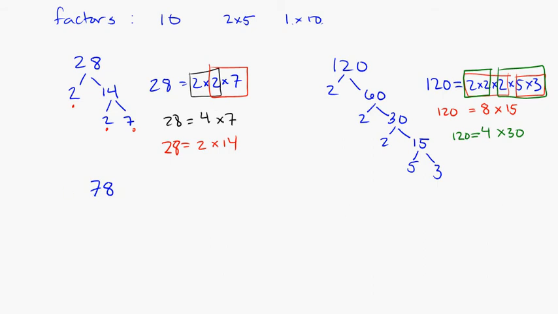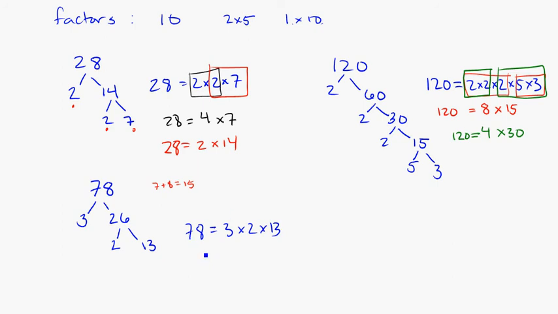Just to go through that trick, I might notice that 7 plus 8 is equal to 15, and I know that 15 is divisible by 3, so I know that 78 will be divisible by 3. So let's try that one first. If I divide 78 by 3, I'm going to get 26. And 26, maybe now I'll divide by 2, 2 and 13. So in this case, I've got a prime factor tree. 78 is equal to 3 times 2 times 13. Those three are prime numbers, and that's as far as I can go.